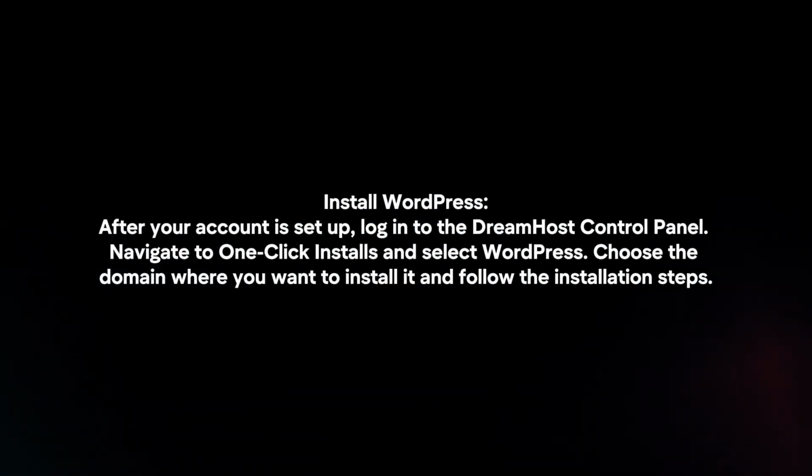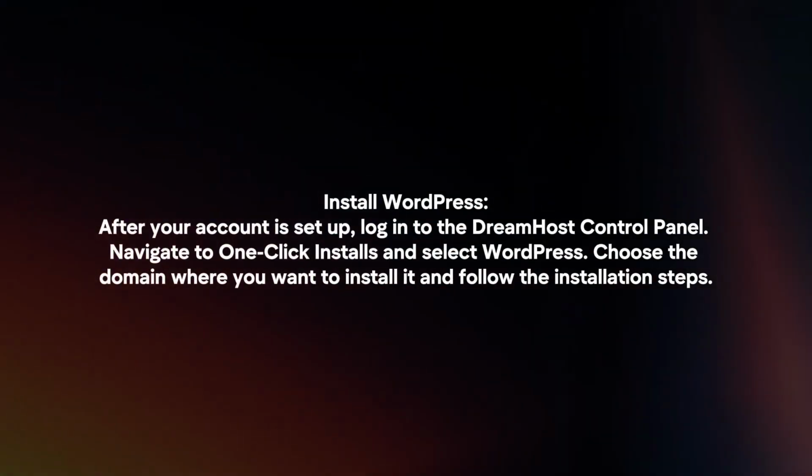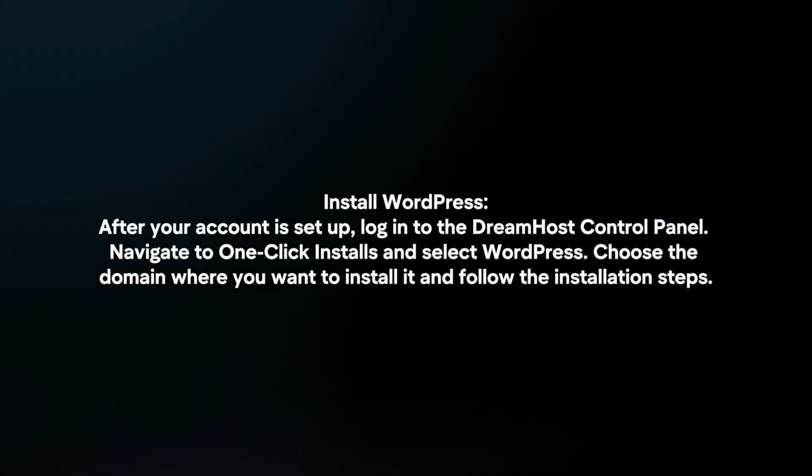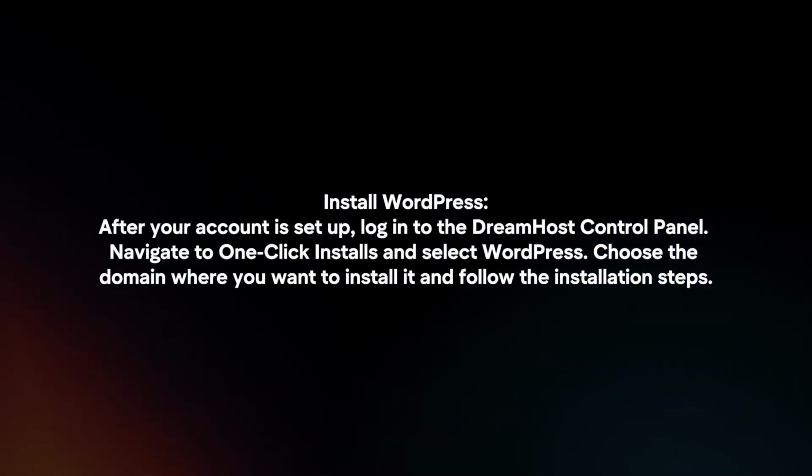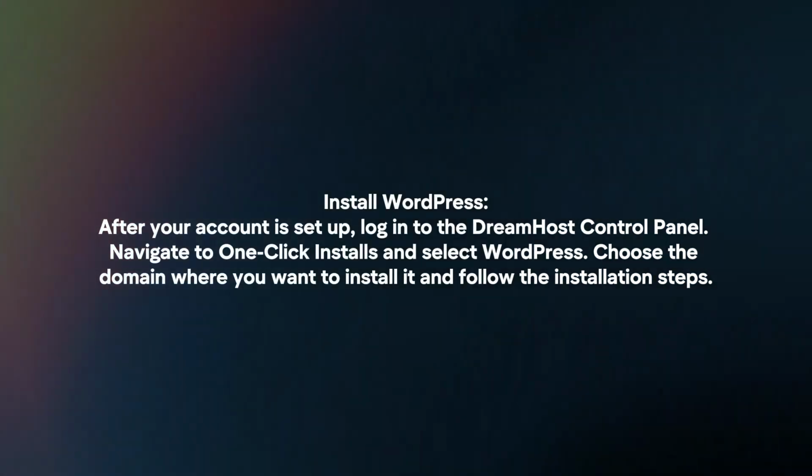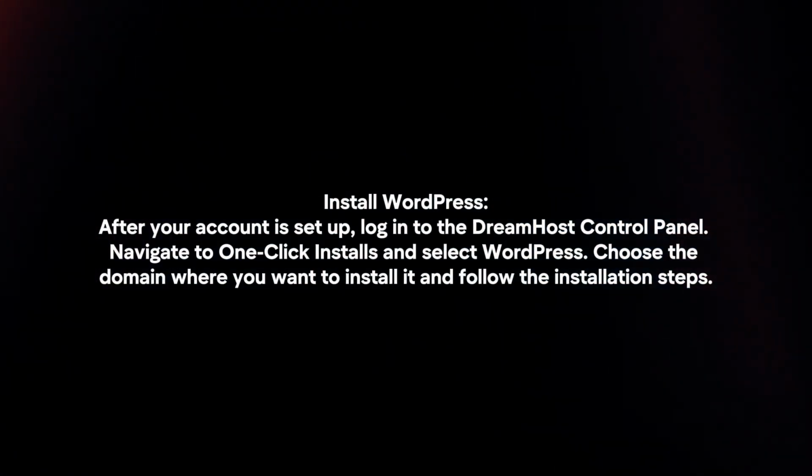Install WordPress. After your account is set up, log into the DreamHost control panel. Navigate to one-click installs and select WordPress. Choose the domain where you want to install it and follow the installation steps.